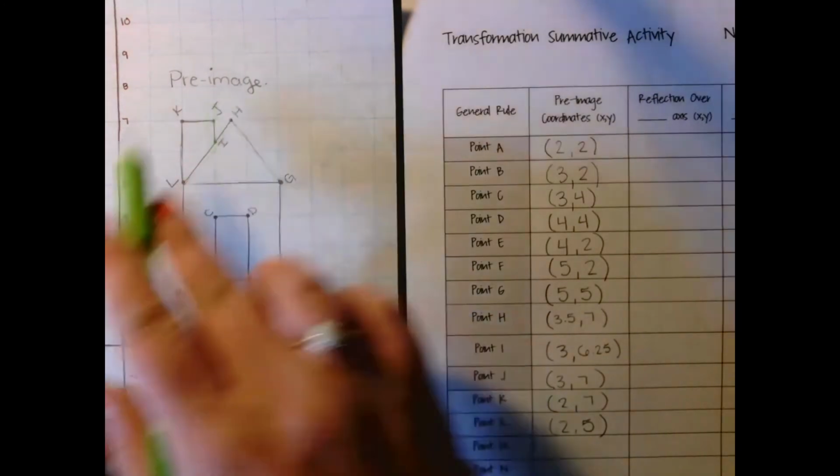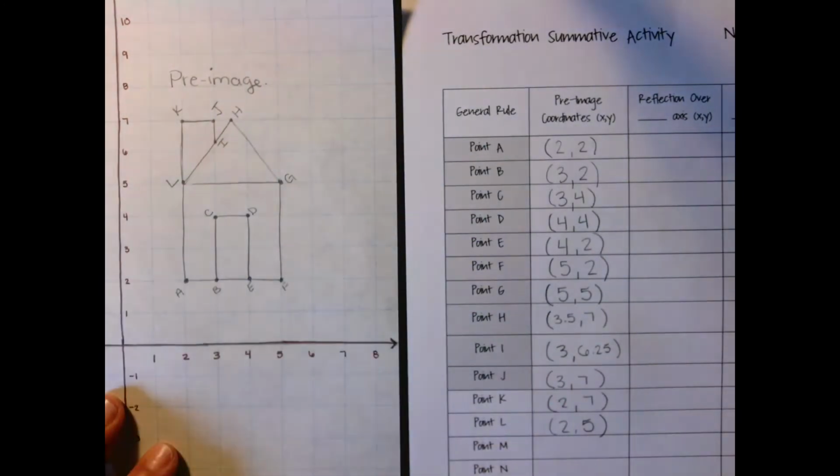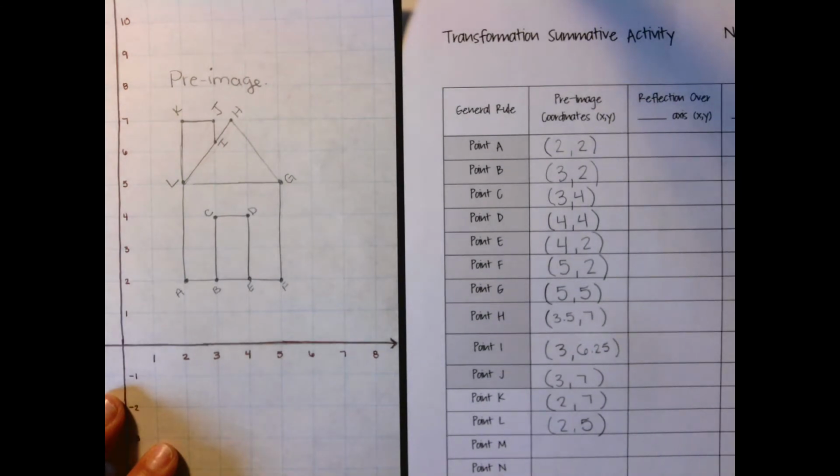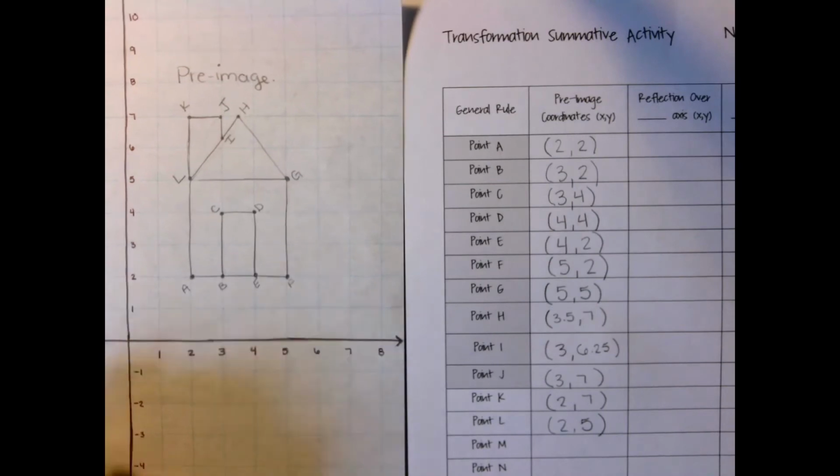Alright, now that I have this completely colored, I'm going to take a colored pencil or a marker of some sort and I'm going to trace this out with one color.